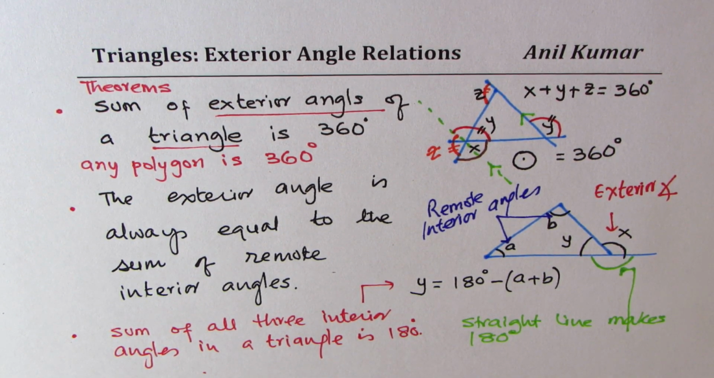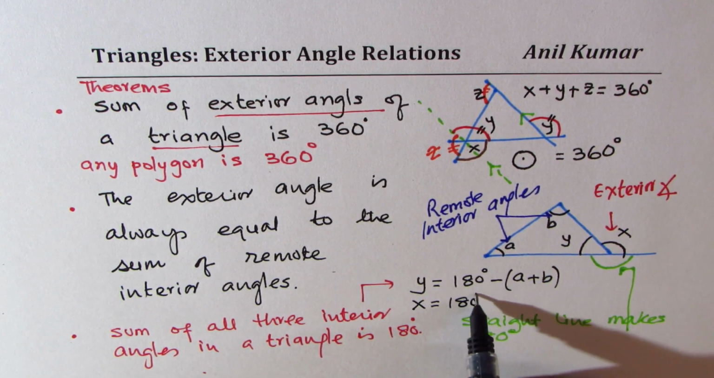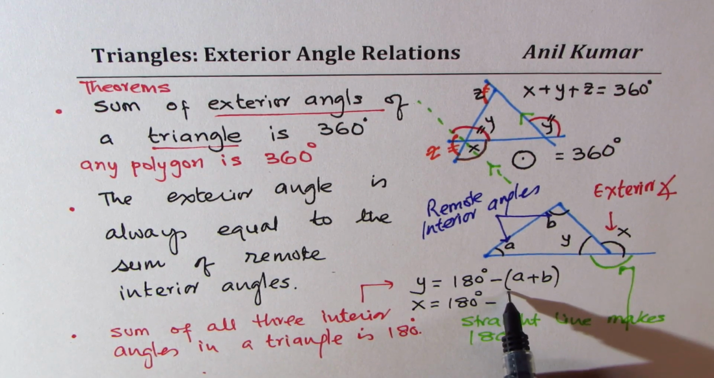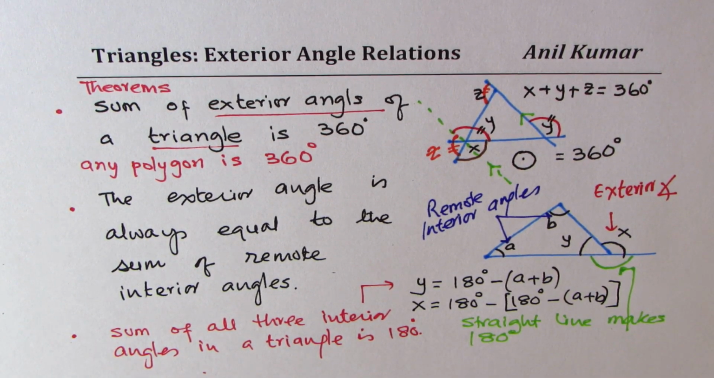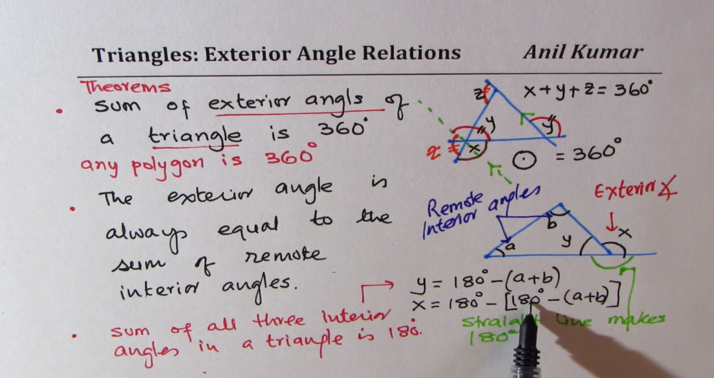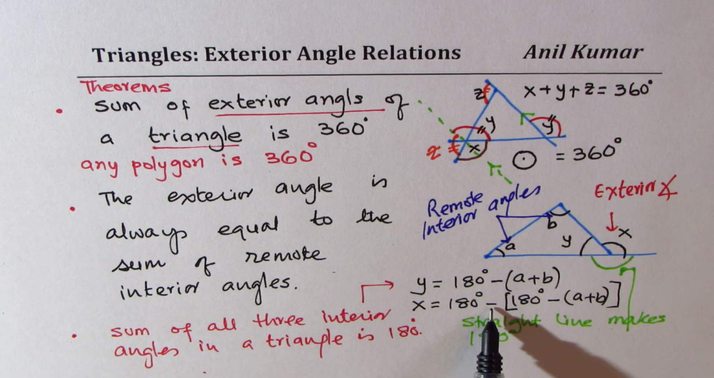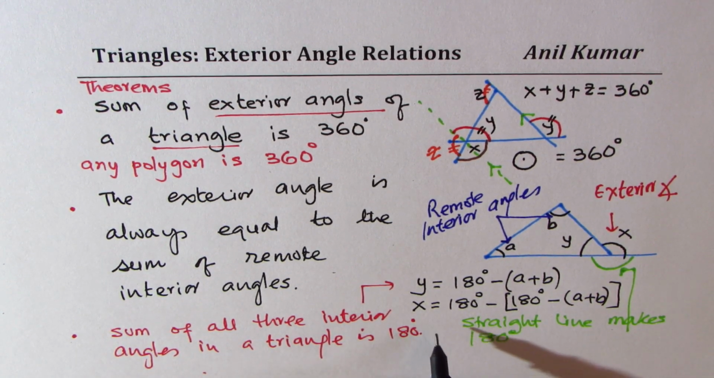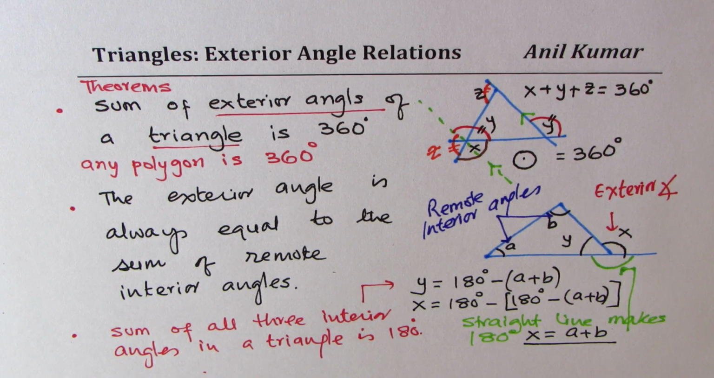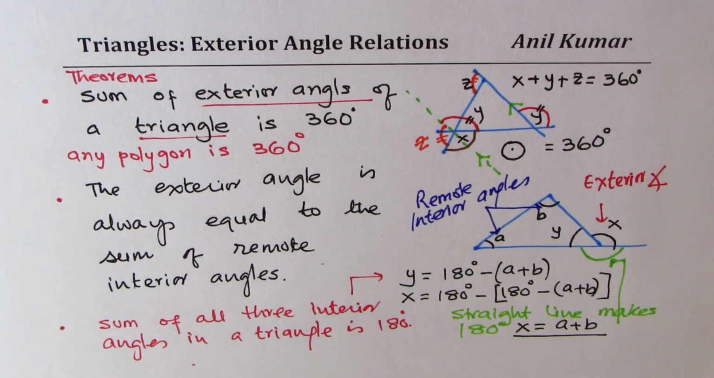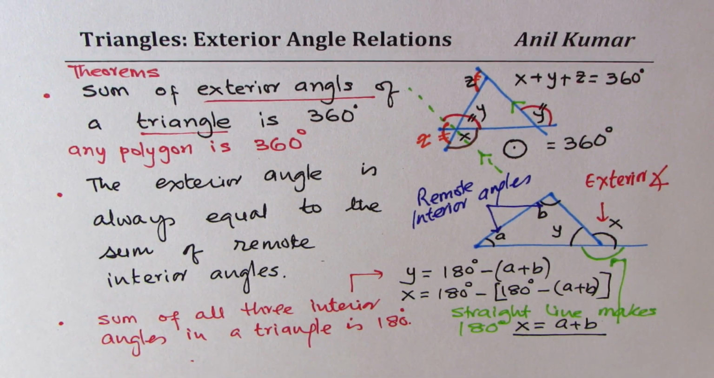Now what should x be equal to? x should be equal to 180 degrees take away y, which is 180 degrees minus (A plus B). Now when you open this bracket, 180 degrees minus 180 degrees becomes 0, and that minus makes this positive. So what you get here is x equals A plus B, correct? Is that clear? I would like you to do these missing steps and verify that the exterior angle is indeed equal to the sum of these two interior angles. So I hope with that both these points are absolutely clear.